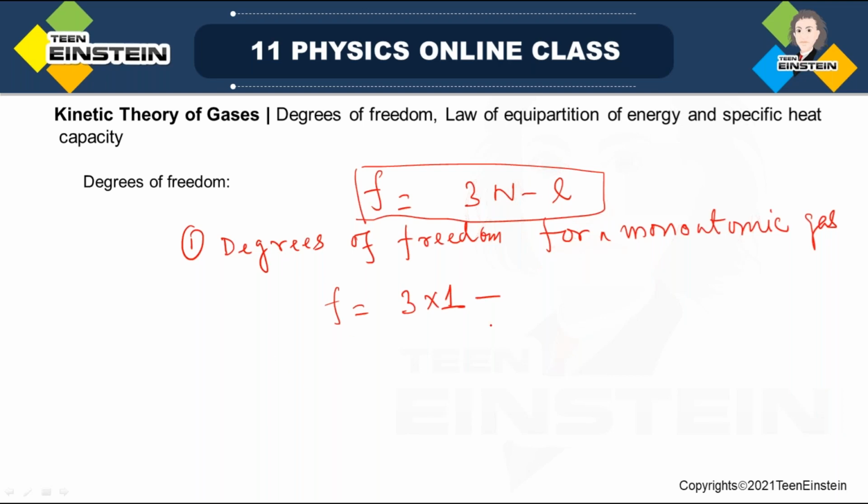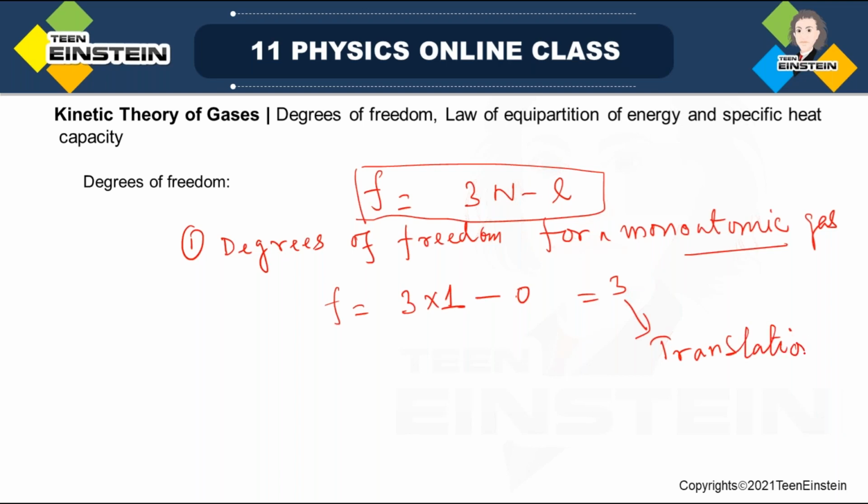In a monoatomic gas, there are no constraints or limitations for moving. Monoatomic means you have a single atom, and it can move in all 3 directions. It can translate in all 3 directions, but it does not have any vibration. There are no limitations for its motion, so L is equal to 0. So you have 3 independent coordinates required to specify the motion of a monoatomic gas, and all three are translational degrees of freedom.